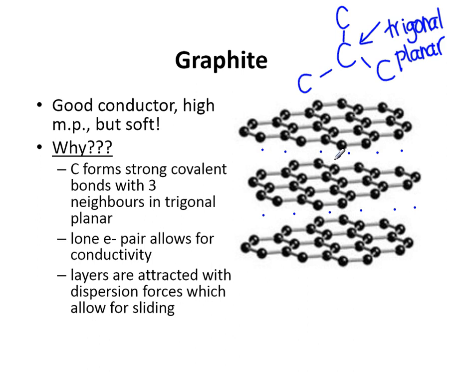If you know anything about graphite, graphite is a good conductor. It has a high melting point, but it's soft. And the reason why it's soft is when you use graphite, single sheets come off one at a time. Or think about when you're writing with your pencil, they used to use some graphite in there. The graphite comes off one layer at a time, or if you're pushing hard, several layers at a time.